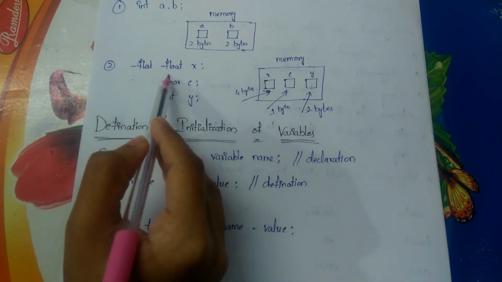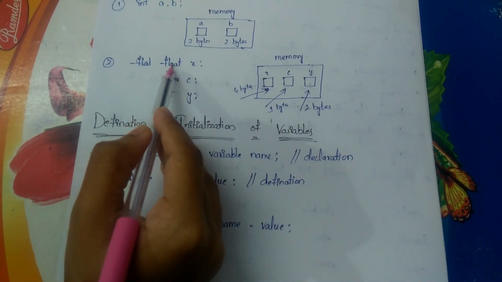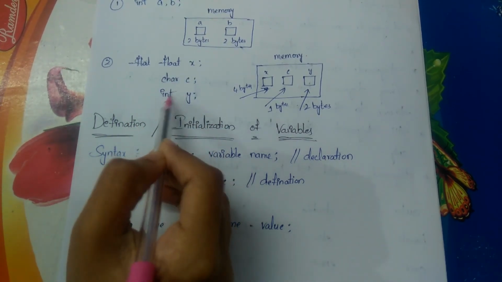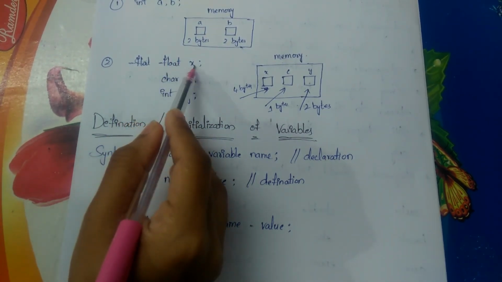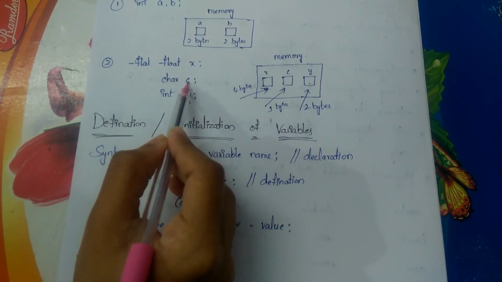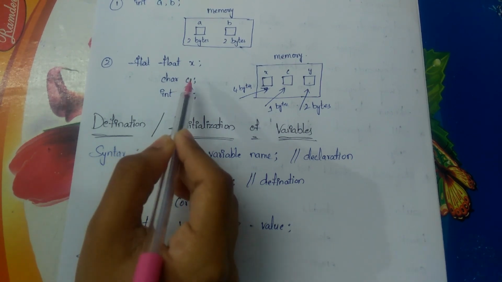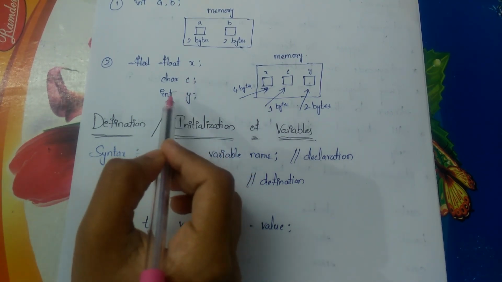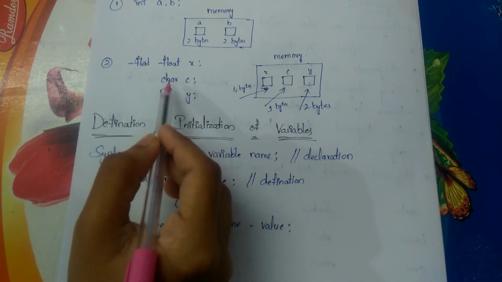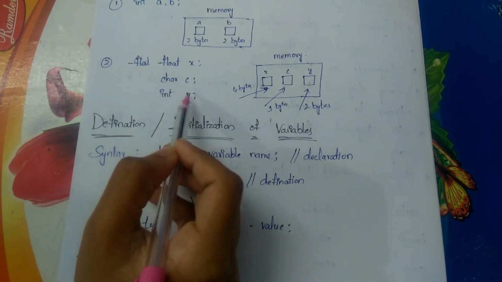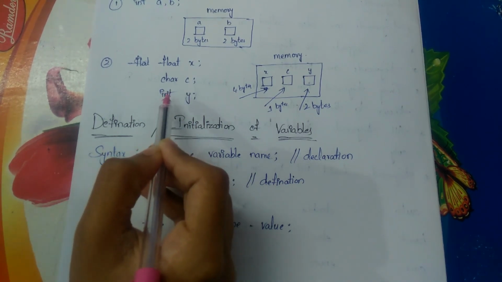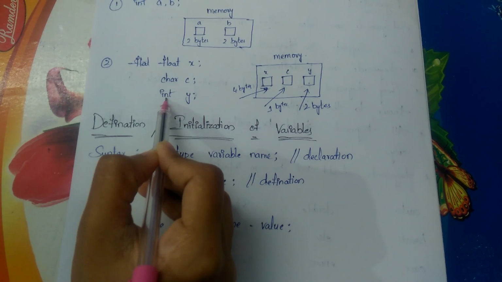And float is also a data type. So: float x, char c, int y. Here float x means x is a floating point, and char c means c stores some character like a, b, c and so on. Alphabets can be used as characters, and special symbols also. And y can be any integer value that will be stored in the int.